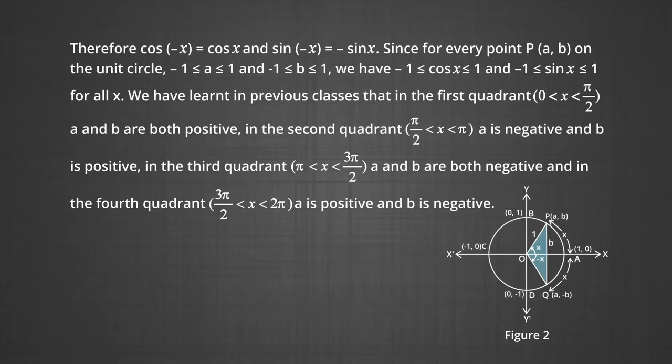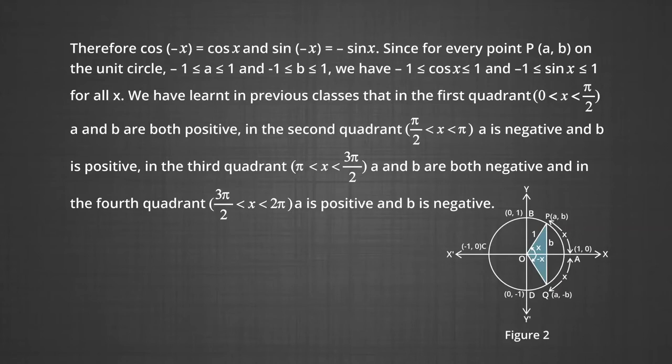Since for every point P(a, b) on the unit circle, minus 1 is less than or equal to a is less than or equal to 1, and minus 1 is less than or equal to b is less than or equal to 1, we have minus 1 is less than or equal to cos x is less than or equal to 1, and minus 1 is less than or equal to sin x is less than or equal to 1 for all x.